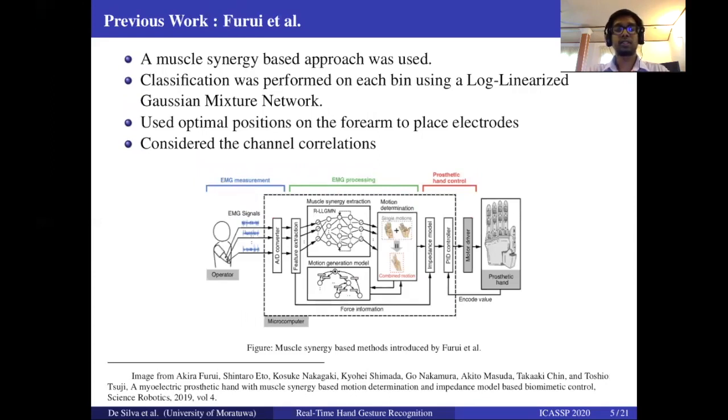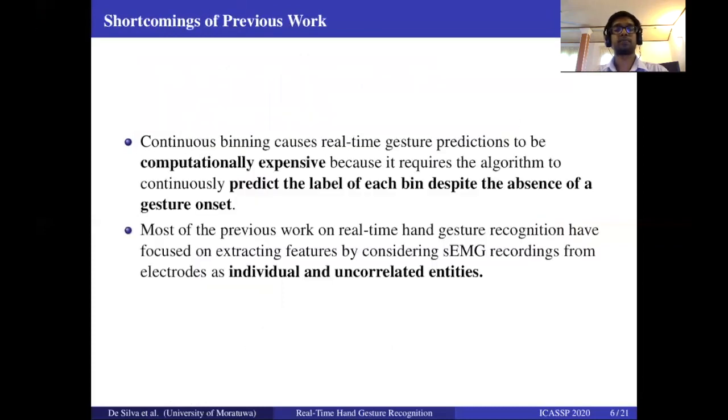Furui et al. also worked in hand gesture recognition, and their approach was based on muscle synergy. They also used a continuous binning method, and the classification was performed on each bin using a log-linearized Gaussian mixture network. Like Kithmin et al., they also used optimal positions on the forearm to place their electrodes. And quite differently from Kithmin et al.'s work, they considered the channel correlations and the mutual aspects of it as well. In this figure, you can see the approach that they had taken.